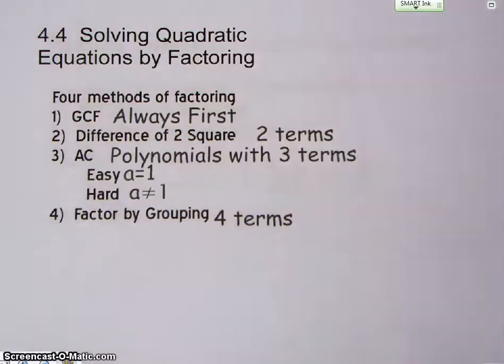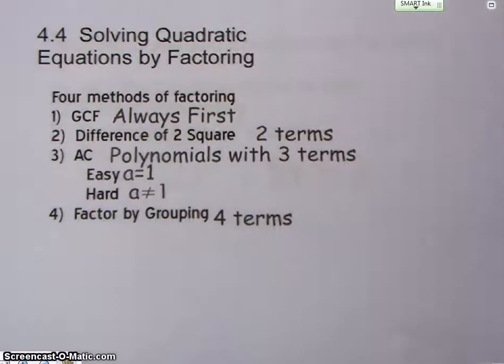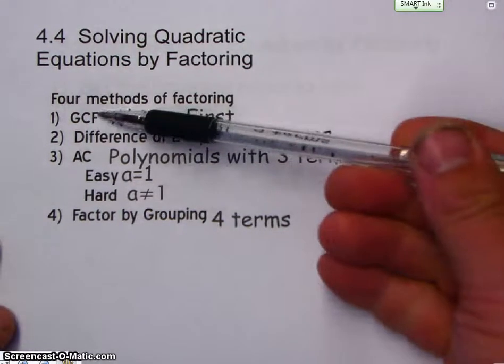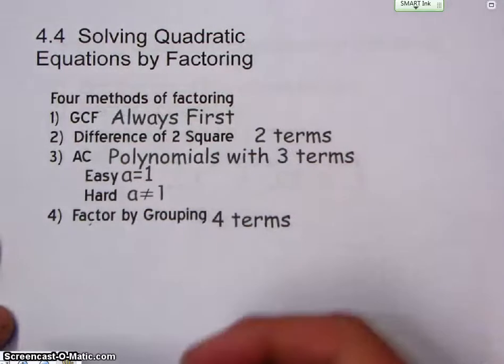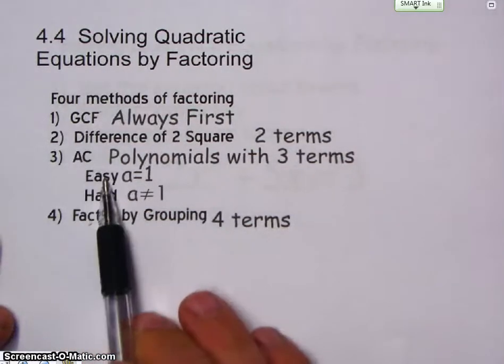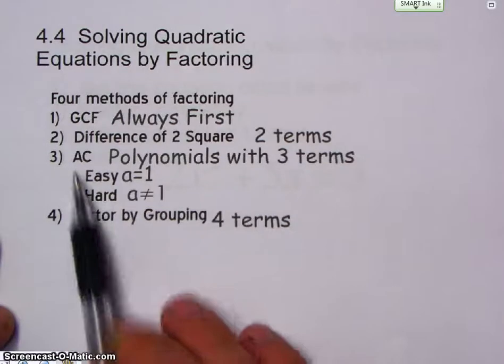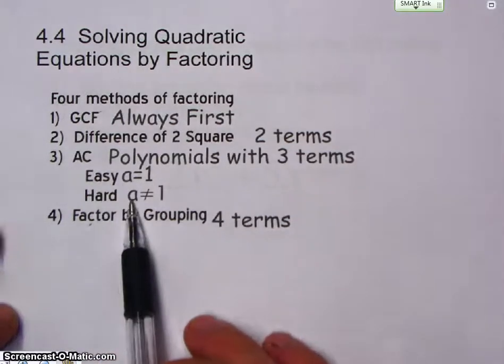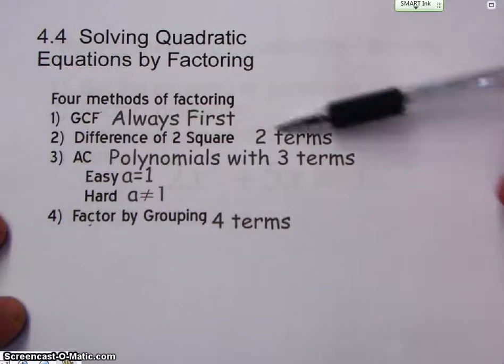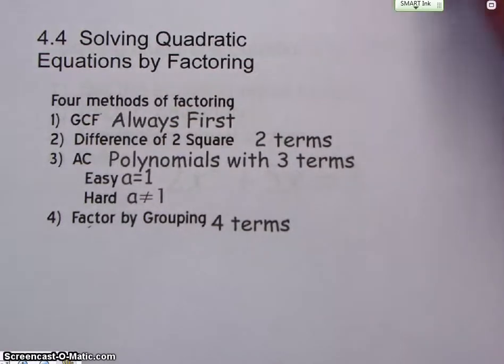All right, solving quadratic equations by factoring. Now, in this video, we will be solving equations by factoring. And we have gone over all these four types of methods. Actually, there's five, because for the AC method, there's an easy version of it, and then there's a hard version, depending on what A is. As we do each problem, I will take you through the steps of factoring again.